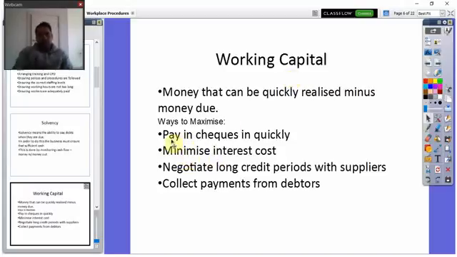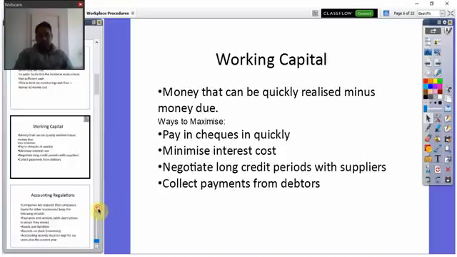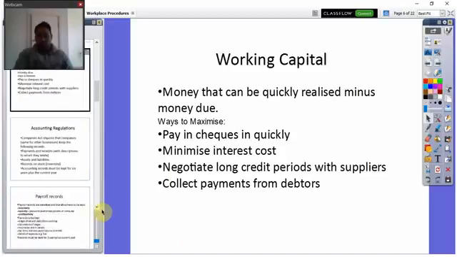Ways to maximise the working capital is to pay in cheques very quickly, minimise interest costs. So obviously if you've got an overdraft and you want to pay that quite quickly to maximise your working capital. Negotiate long periods with credit suppliers. So if you're a new business, for example, and you've got a short amount of cash, then a good way to ensure that you've got enough cash in the business is to negotiate long periods with suppliers. Collect payments from debtors. Obviously, collecting your money quicker will ensure that you've got more cash to pay bills, etc.